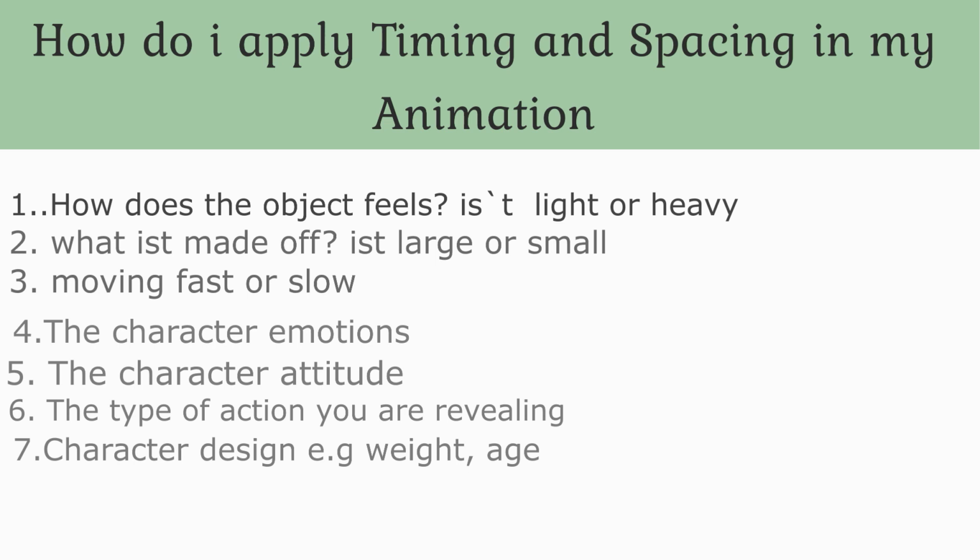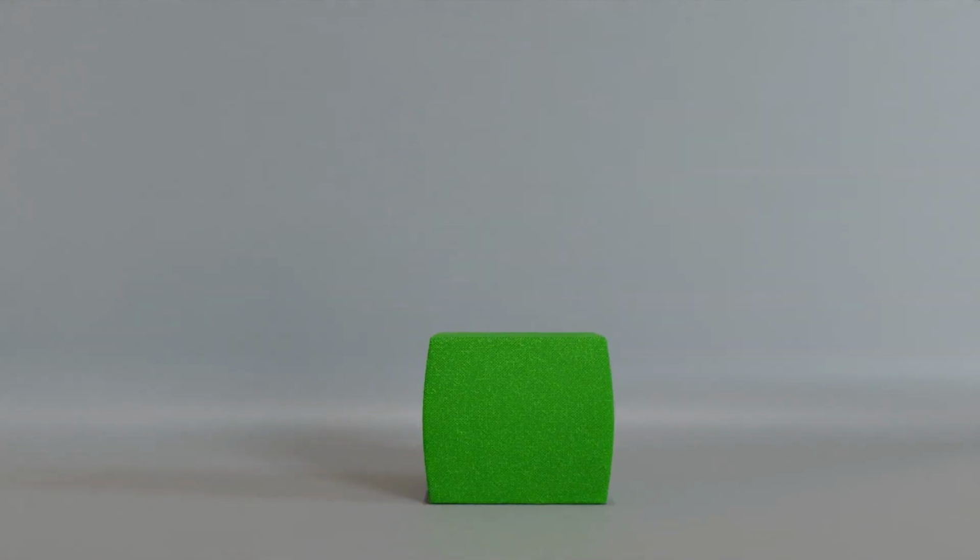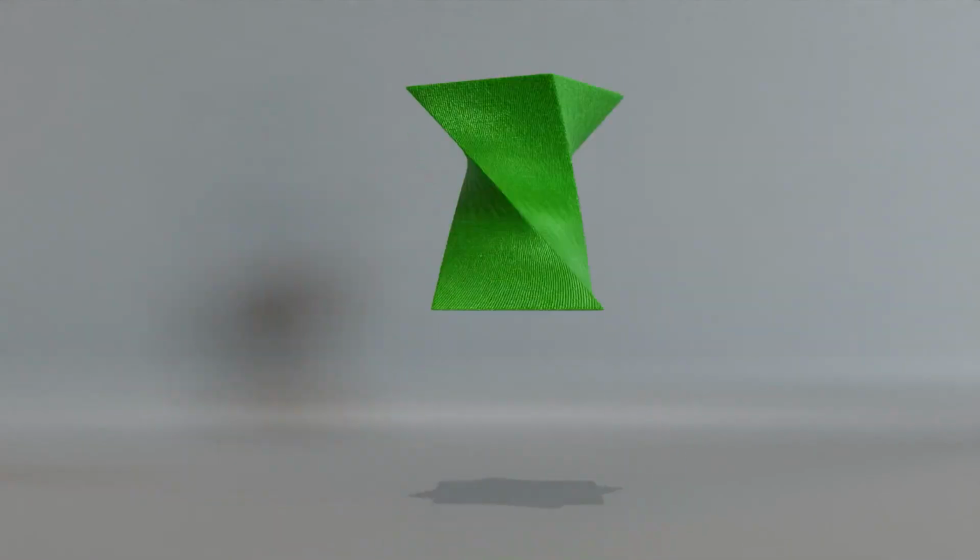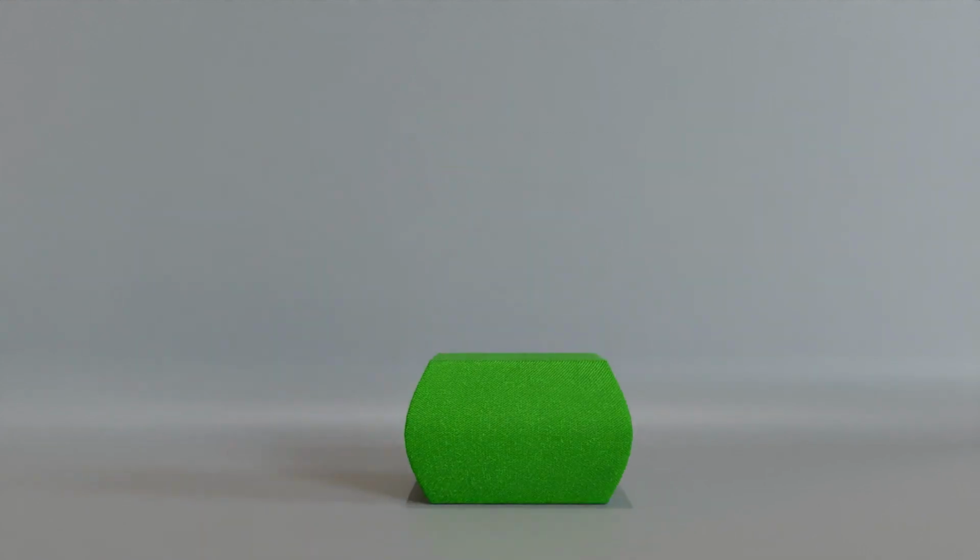What are the character's emotions? What is the character's attitude? And the type of action you are repeating. What is the character design, such as weight and age? On our next series, we will talk about squash and stretch, then anticipation.